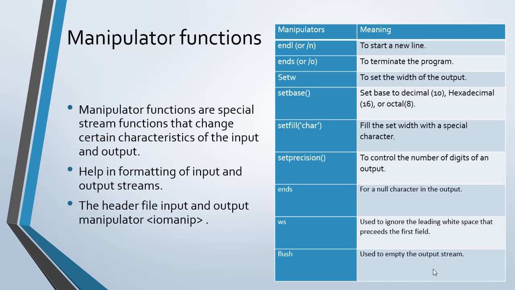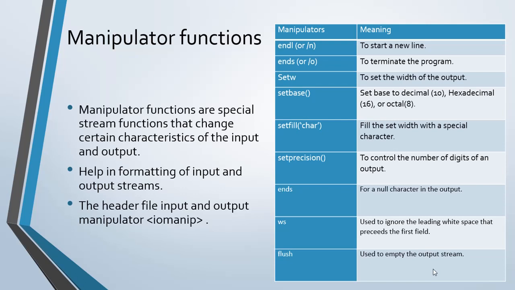There is ends, a manipulator which is used to terminate a string or which is used to give a null character in the output. There is another manipulator setw, setW. This is used to set the width of the output. There is another manipulator setbase. That is, we use all our numbers in decimal base, that is base 10. We can also use it with hexadecimal base or an octal base. For that we have to set our base.